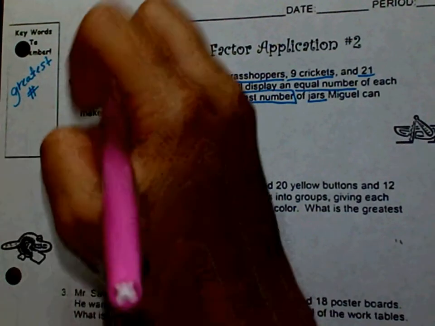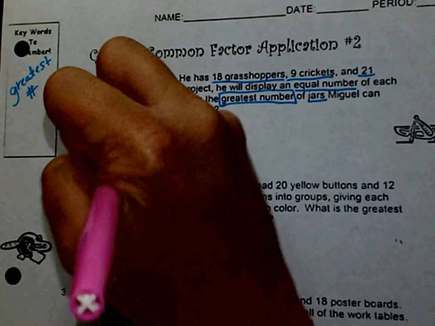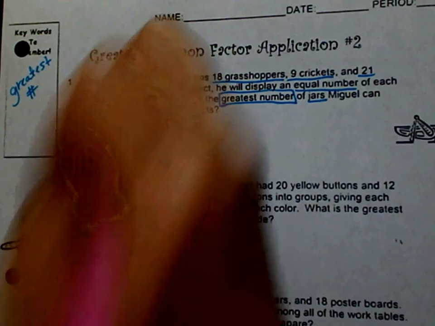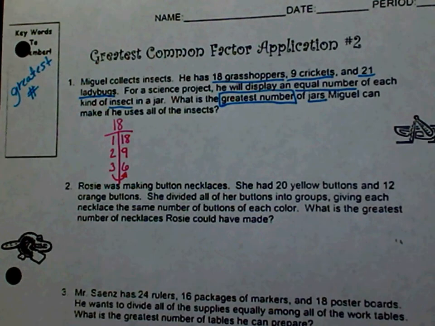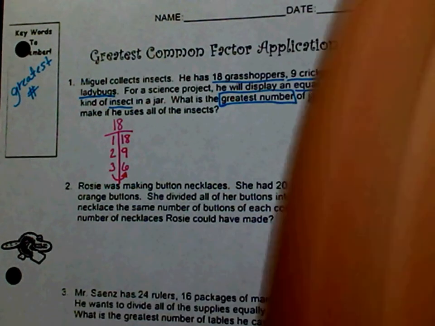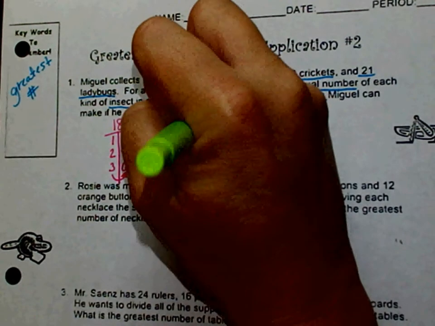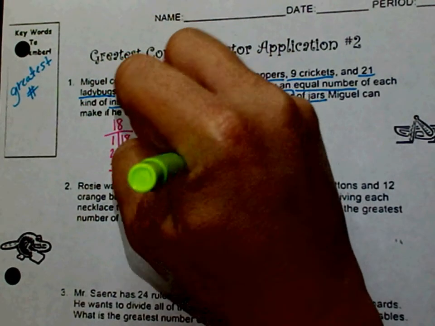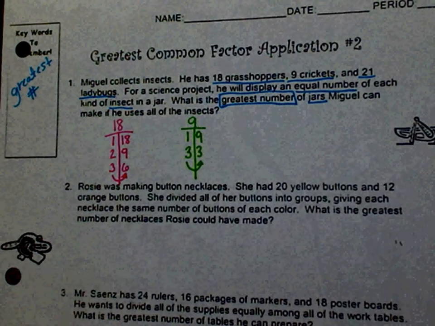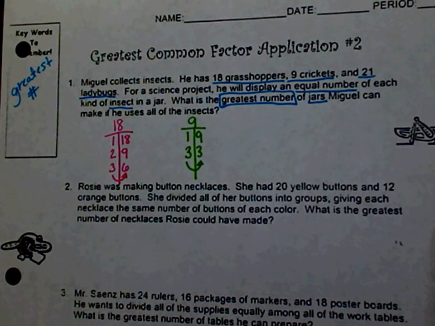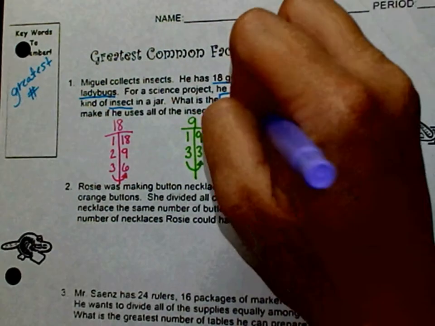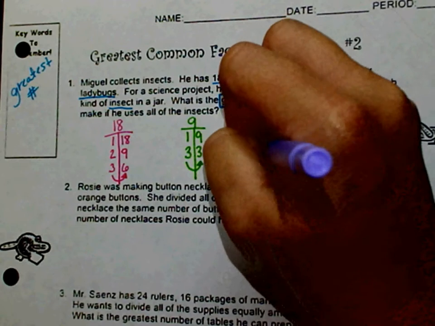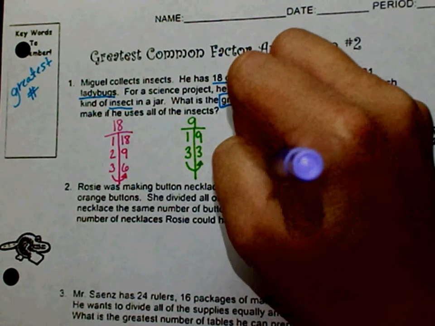So 1 times 18, 2 times 9, 3 times 6. And that's it for the 18. Then we're going to find all factors for the number 9. 1 and 9, 3 and 3 is all we've got, because then it just repeats. And then last one is 21. 1 and 21, 3 and 7, and that's it.